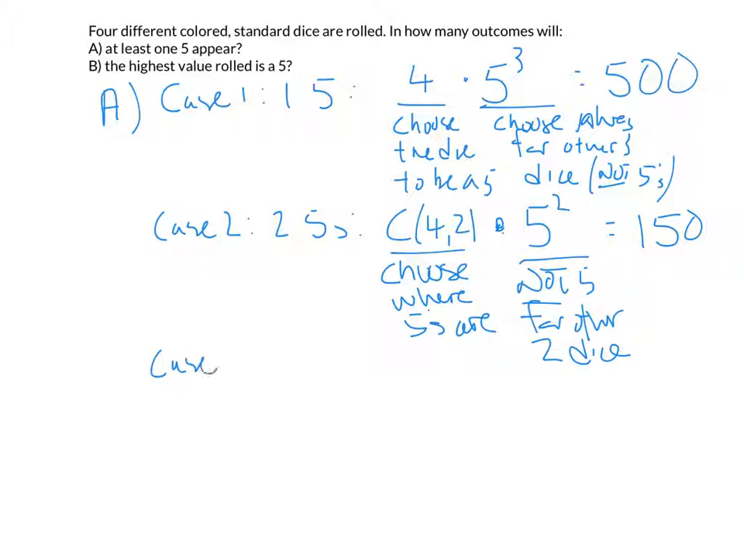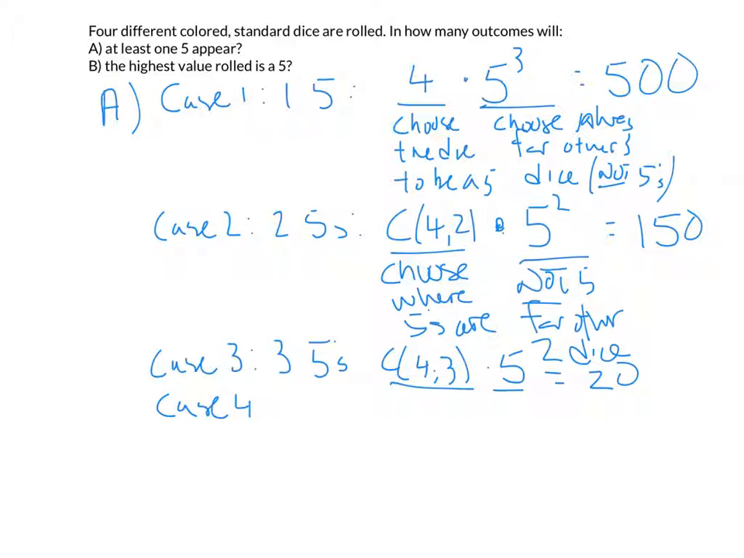Case 3 is going to be 3 5s, and of course that means it's C(4,3). I'm not going to put the whole label under it, but you're choosing which 3 dice are going to be 5s. Alternatively, you could choose which die is not a 5, but that would be the same thing. And then the last die has 5 choices of choosing a number that isn't a 5. This winds up being 20. And then, of course, case 4 is all 5s.